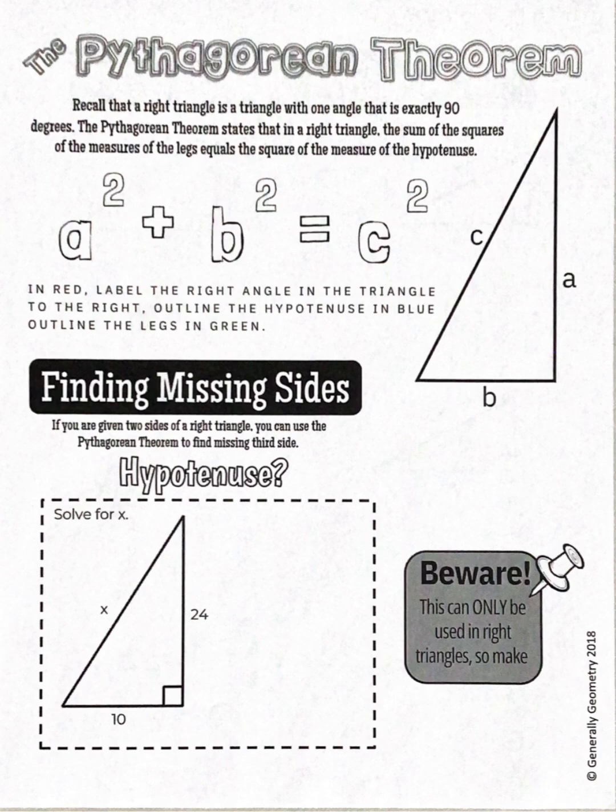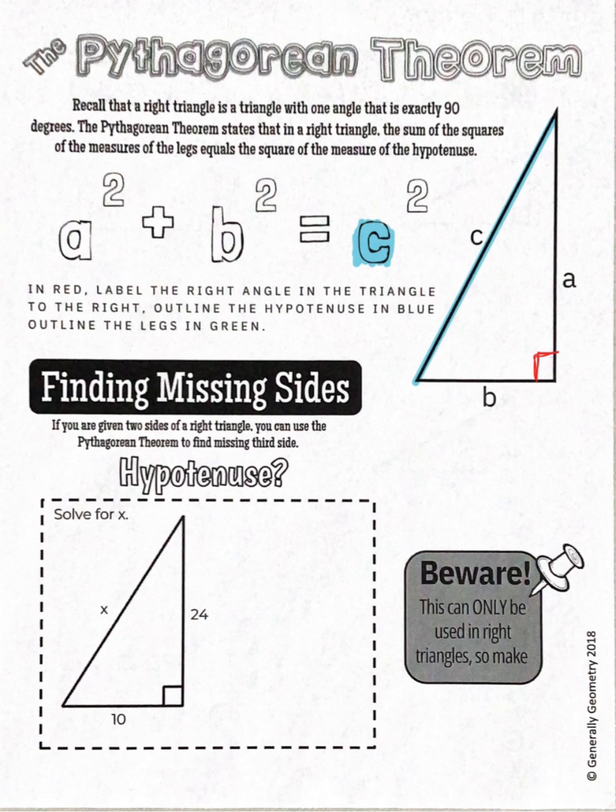Over in this right triangle, we are going to highlight what these different things are. So for instance, in red, label the right angle in the triangle. Remember, we just do that with a little square down here. And then it wants us to outline the hypotenuse in blue. The hypotenuse is always going to be the slanted line. It's the longer line of the three. And I'm also going to go ahead and color in the C blue, because that is what that corresponds to.